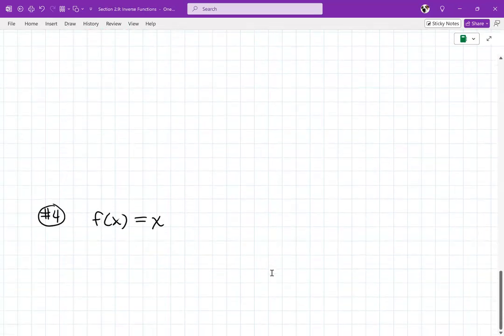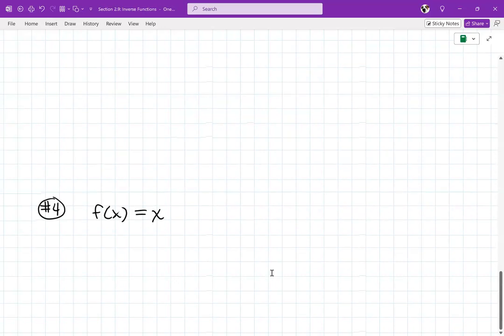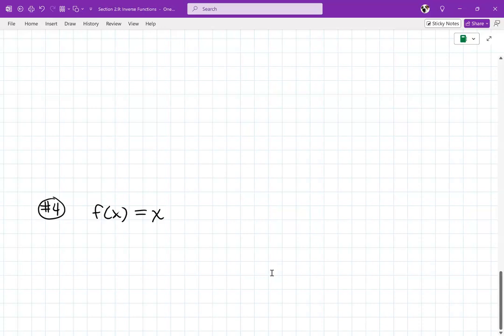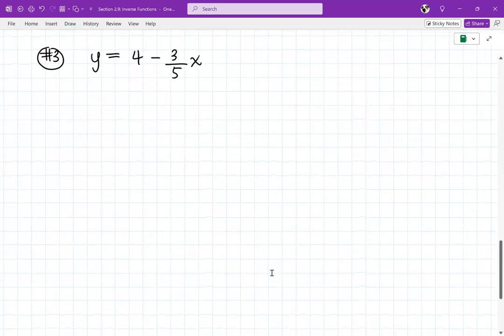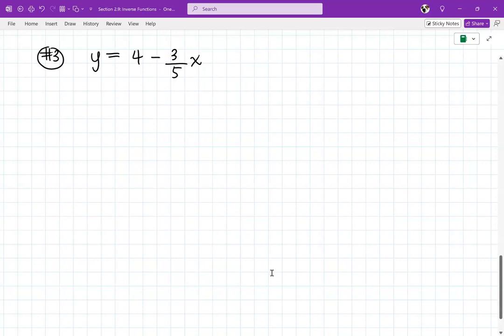The last one, you guys should tell me what's the answer to number 4. y equals x, or f inverse of x is x, right? Remember I told you the inverse of f of x equals x is itself, in a sense. So that one's not going to take us any time at all. The last one is literally just a repetition, so you don't have to do anything for that.